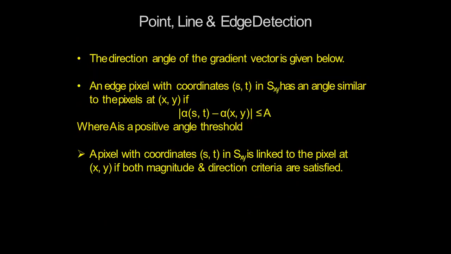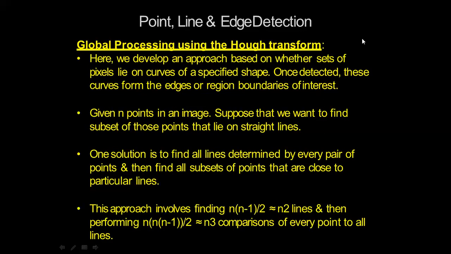Then the direction angle of the gradient vector is given below. An edge pixel with coordinates s, t in S of x, y has an angle similar to the pixel at x, y if the magnitude of alpha of s, t minus alpha of x, y is less than A, where A is a positive angle threshold. A pixel with coordinates s, t in S of x, y is linked to the pixel at x, y if both the magnitude and direction criteria are satisfied. Now, the global processing using the Hough transform.